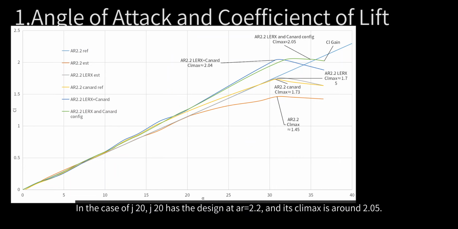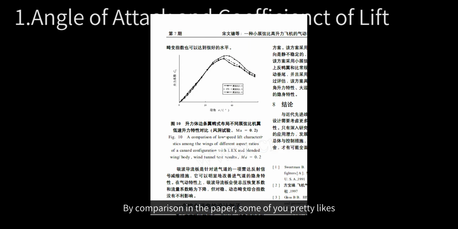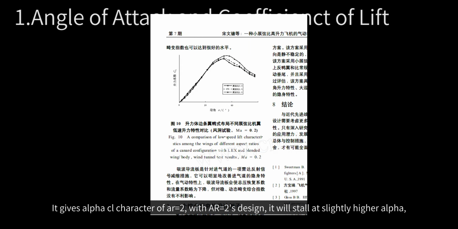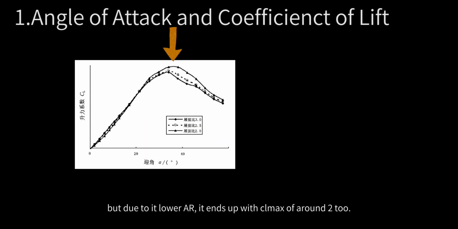In the case of J20, J20 has the design at AR equals 2.2, and its Clmax is around 2.05. By comparison, the paper some of you pretty like gives the alpha-CL character of AR equals 2 design. It will stall at slightly higher alpha, but due to its lower AR, it ends up with Clmax of around 2.2. Next one is J20's lift and drag performance.